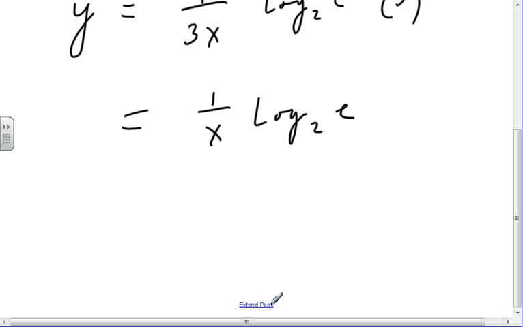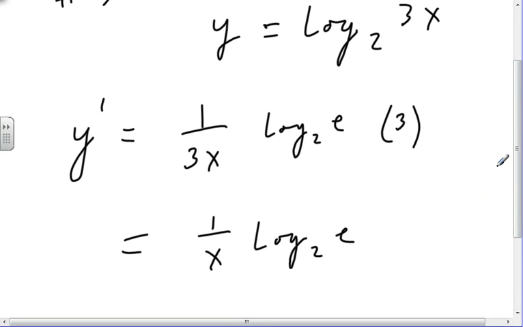Yes, Joe? Can you explain how you do that, please? Yeah. So I'm looking at the book where it's telling me the formula, and it says the derivative of the log is 1 over the argument times log base 2 of e times the derivative of the argument, which is 3. Those 3's cancel out. I get 1 over x.